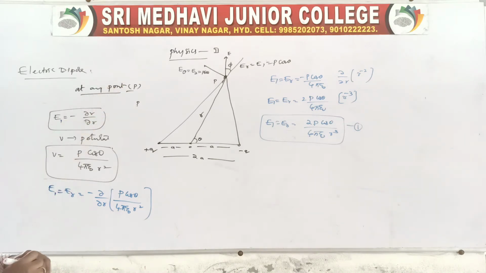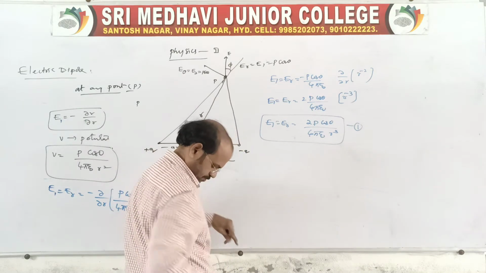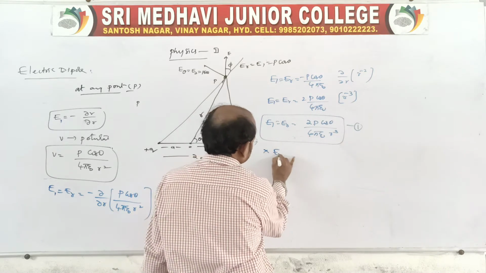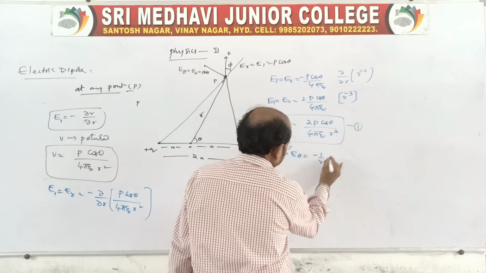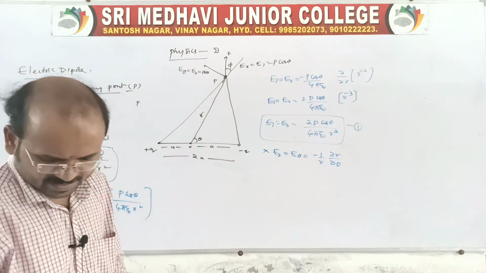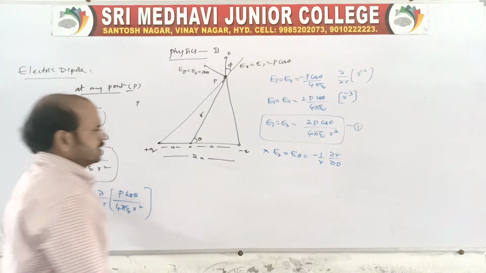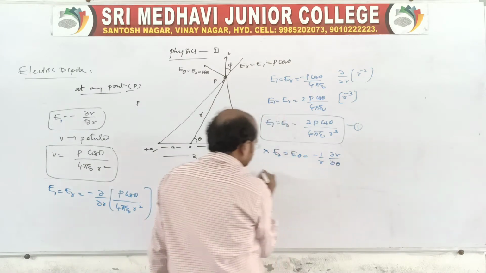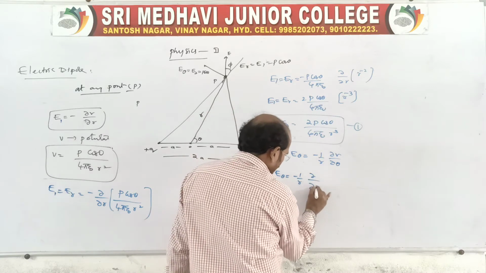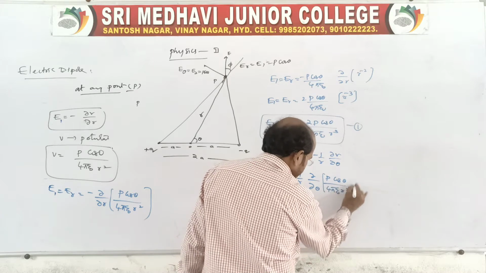In the same way, we get E theta or E2 by using another expression: E theta is equal to minus 1 by R dou V by dou theta. These two expressions are in the next chapter. Again, V is equal to P cos theta by 4 pi epsilon naught R square, and now we differentiate with respect to theta. So E2 or E theta is equal to minus 1 by R dou by dou theta of P cos theta by 4 pi epsilon naught R square.